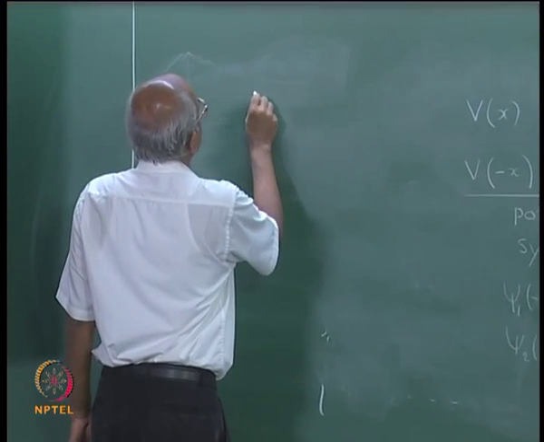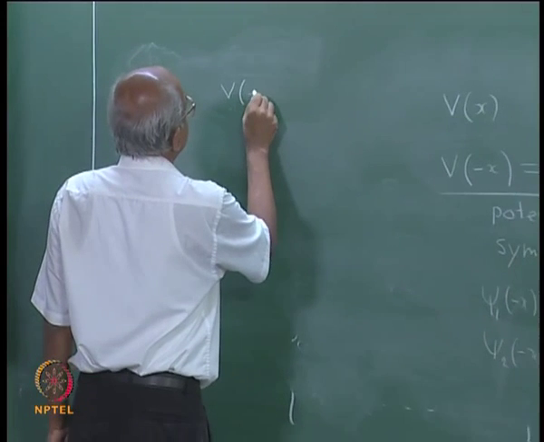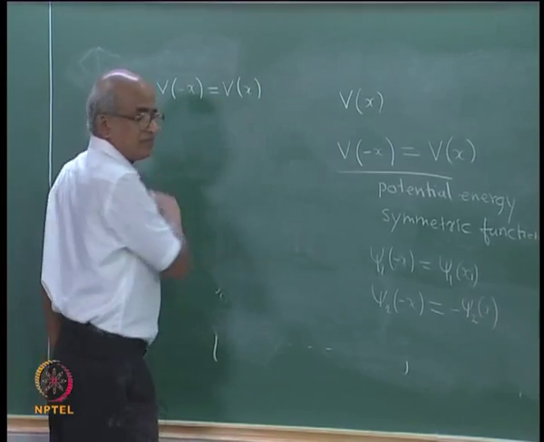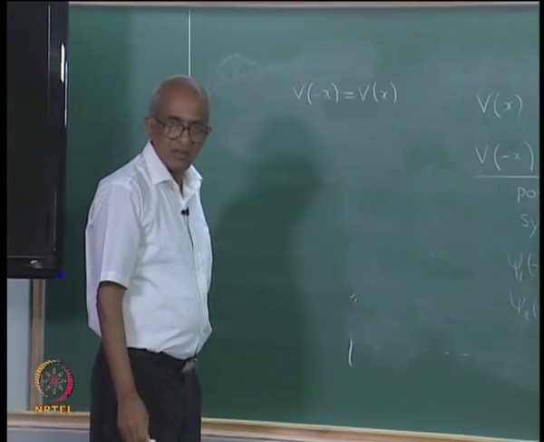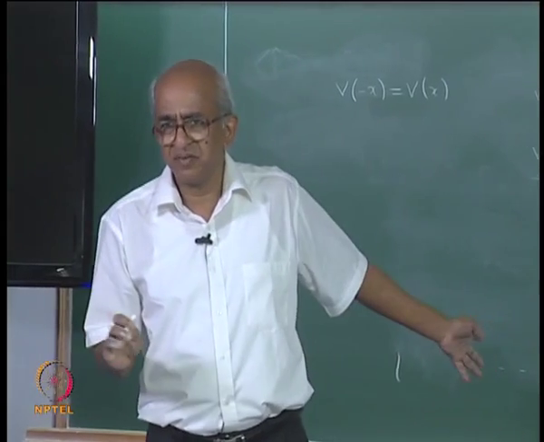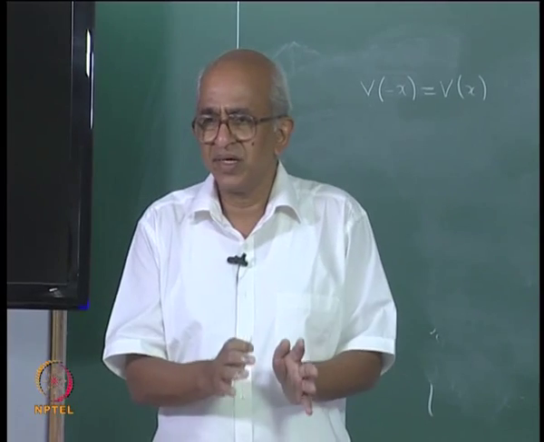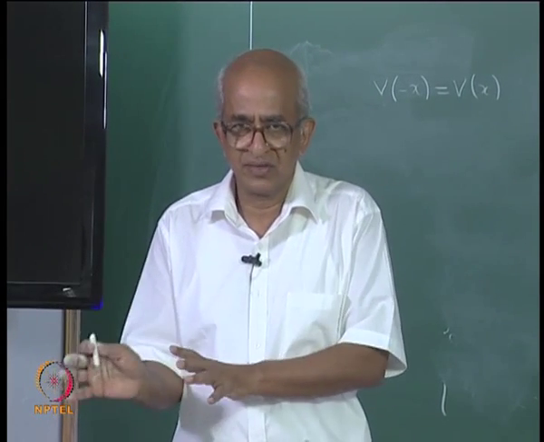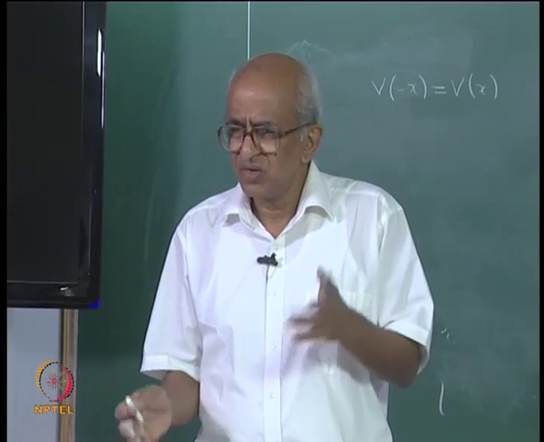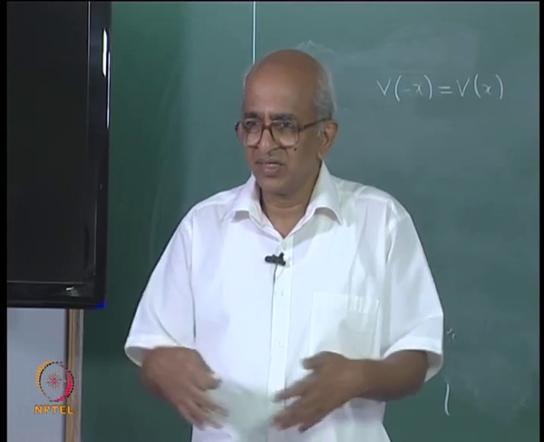See, as far as this particular situation is concerned, v of minus x is actually equal to v of x. Okay. So, let us imagine that I have a situation where this is satisfied. It does not have to be this particle in a box, but any problem for which v of minus x is equal to v of plus x, the potential is symmetric, right. Then what would you expect? Let me see whether you can guess what the answer is going to be.